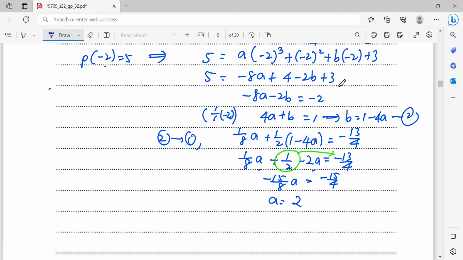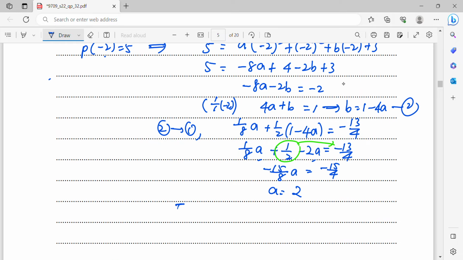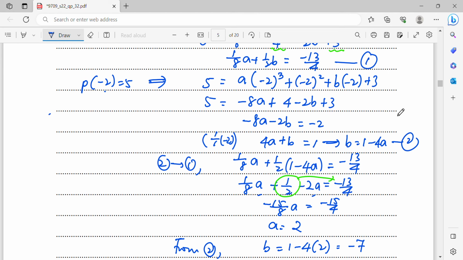Once a is found, you can substitute into the second equation to get the b. So my b is 1 minus 4 times 2. That means it's minus 7. So that's the solution for this question.